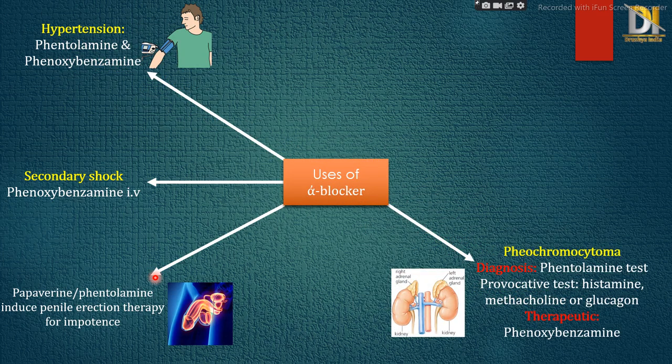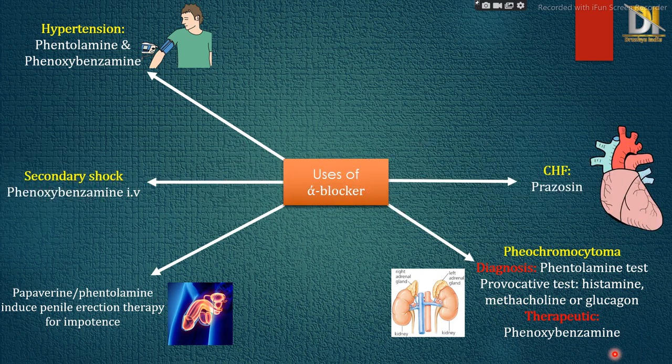Then next is pheochromocytoma, that means a tumor of the adrenal gland. For diagnostic purposes, the phentolamine test is performed. Then provocative tests, that is histamine, methacholine or glucagon, are used for this diagnosis. Then for therapeutic use, phenoxybenzamine is the drug used for pheochromocytoma. Then next is congestive heart failure. For this, prazosin, that is an alpha 1 blocker.